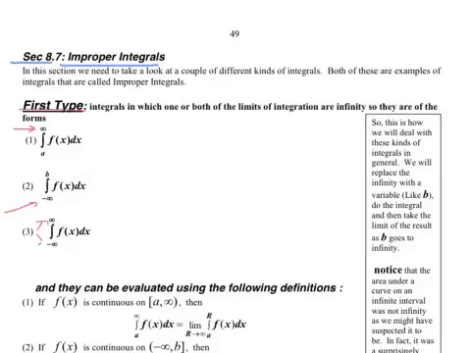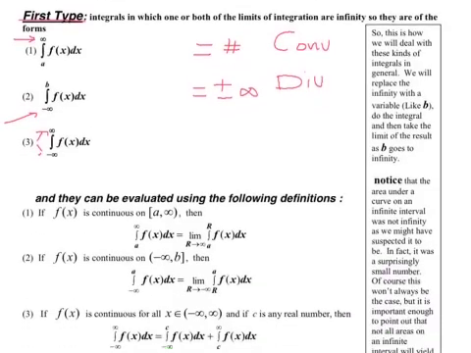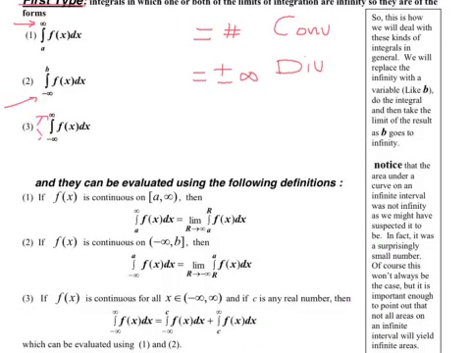Now, before we start to see how we evaluate these integrals, we must say: if the answer of this integral is equal to a number, then we say the integral converges. But if the answer is plus or minus infinity, then we say it diverges. Now, how do we evaluate these integrals?